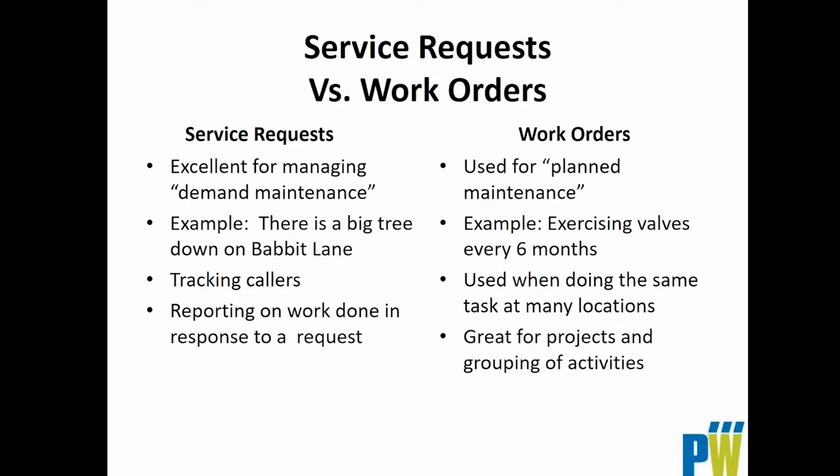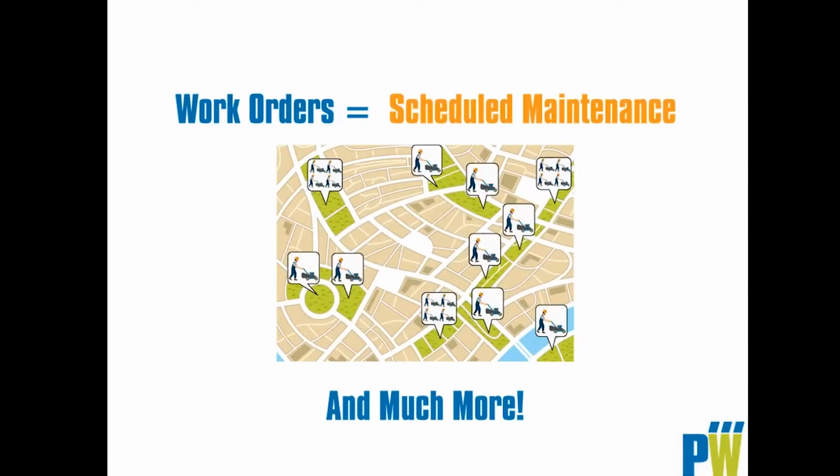Now, work orders, on the other hand, are used for planned maintenance. An example of that is exercising all of your valves every 6 months. It can be used doing the same task at many locations, and it's great for tracking work on projects and group activities. So again, I want to emphasize, work orders are really set up for scheduled maintenance and much more. And this is our plug for tomorrow, where our Ed Mitchell will be covering the work order module.